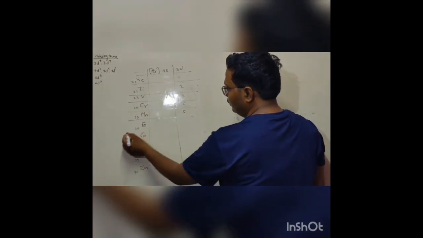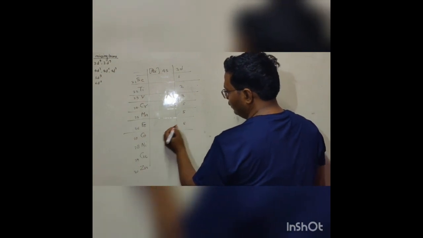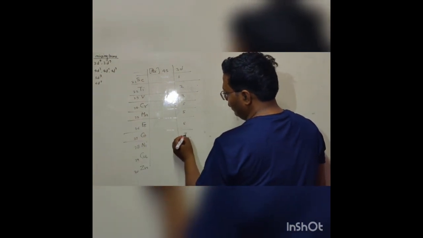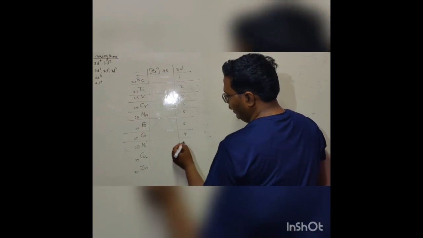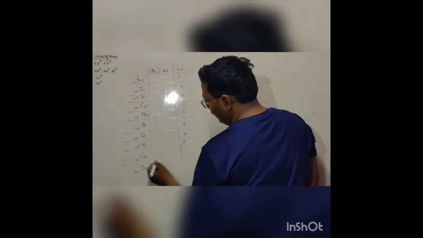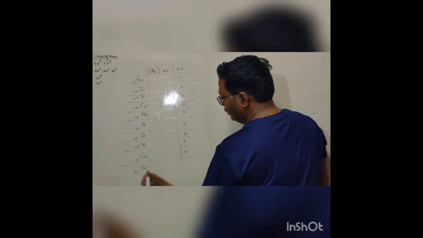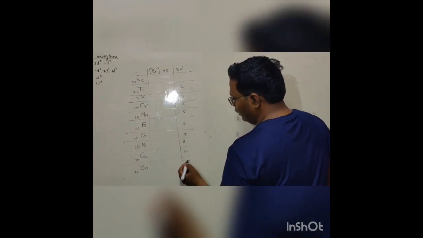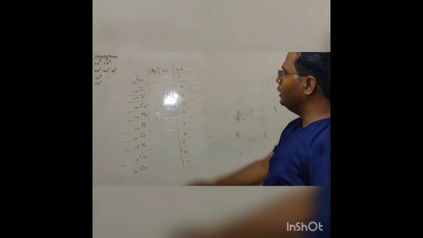5, 6, 7, 8, 9 is missing. Then we write 10 and 10. These are the electronic configuration of 3d.